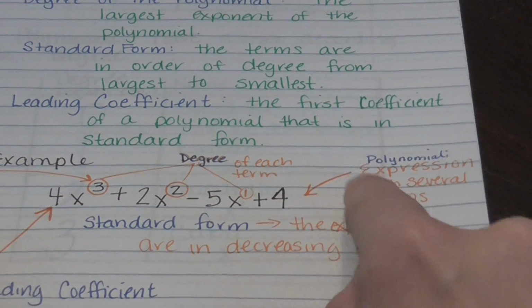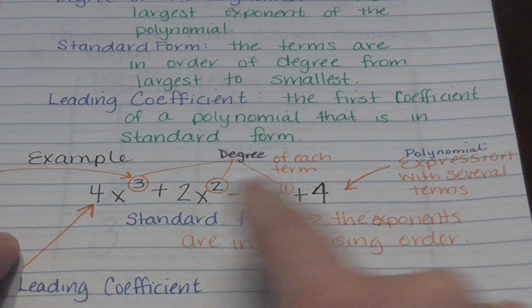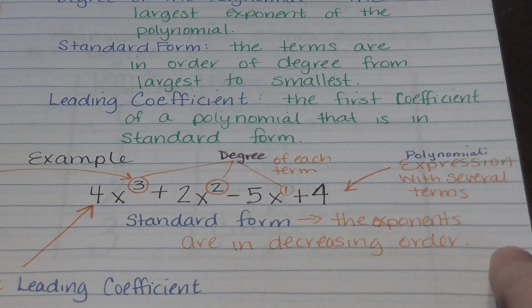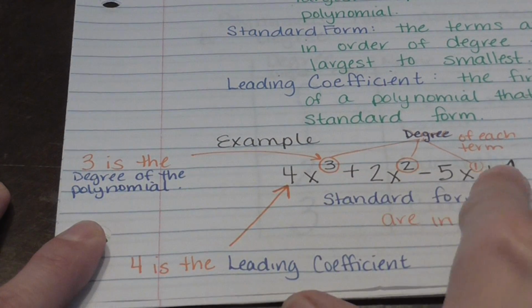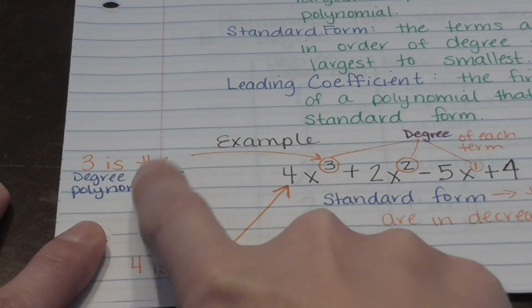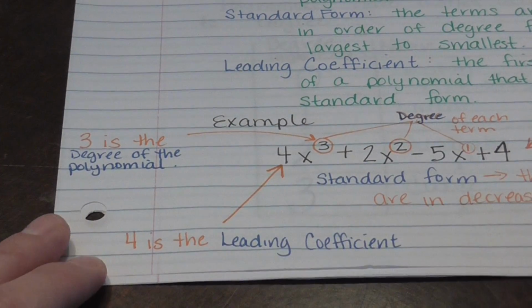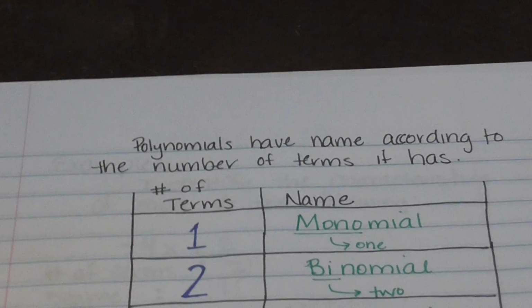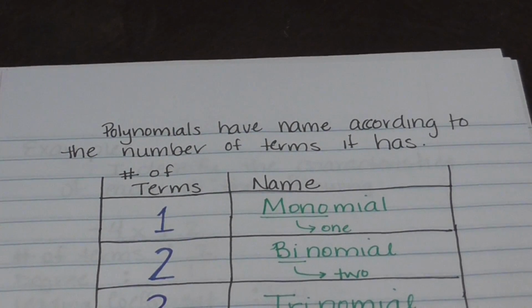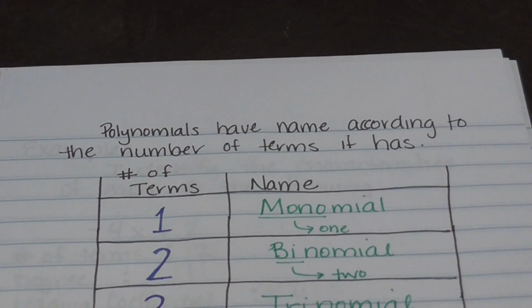This whole thing is a polynomial. It's an expression with several terms. The exponents are in decreasing order, which makes the whole thing in standard form. 3 is the biggest degree of the whole polynomial, so it is the degree of the polynomial. And 4 is the very first number that's being multiplied times a variable when it's in standard form, so that's the leading coefficient.